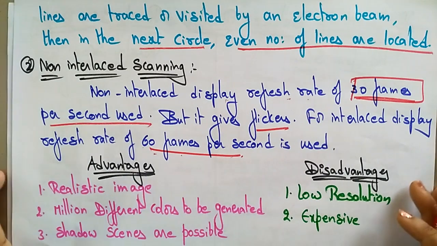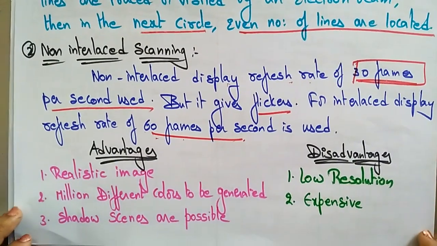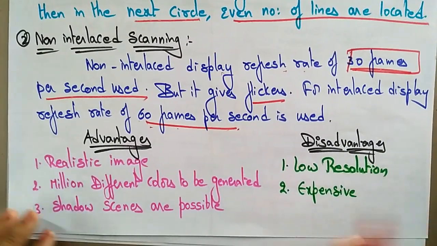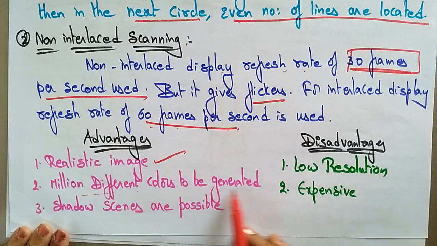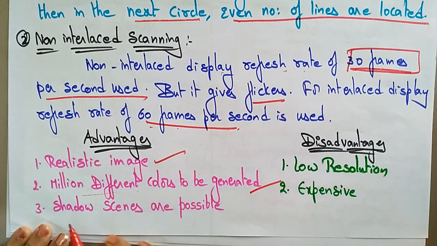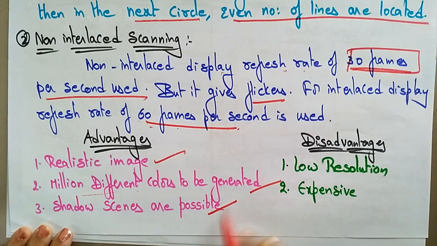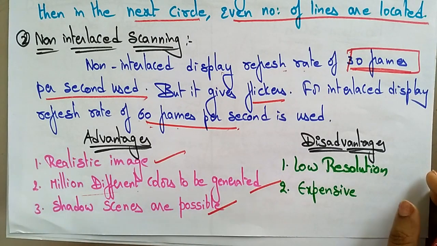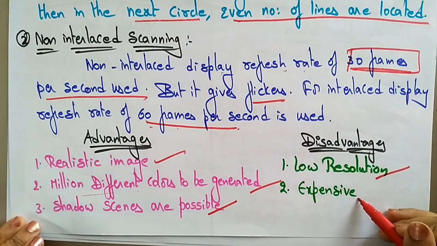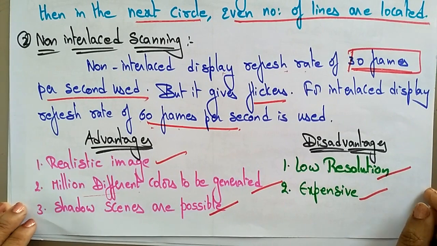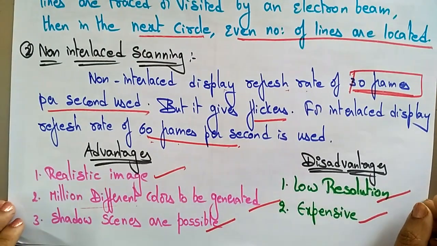Now let's see the advantages and disadvantages of using raster scan. The advantages are realistic images, millions of different colors can be generated in raster scan, and shadow scenes are possible. Whereas the disadvantages are low resolution when compared to random scan, and it is very expensive when compared to random scan. Thank you.